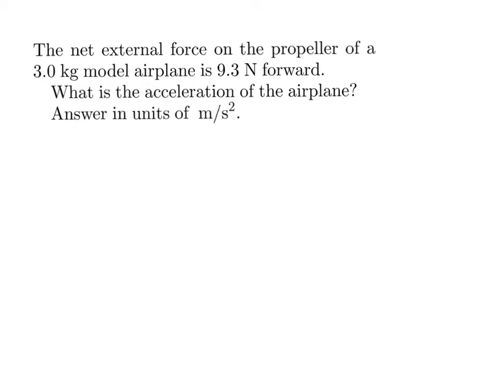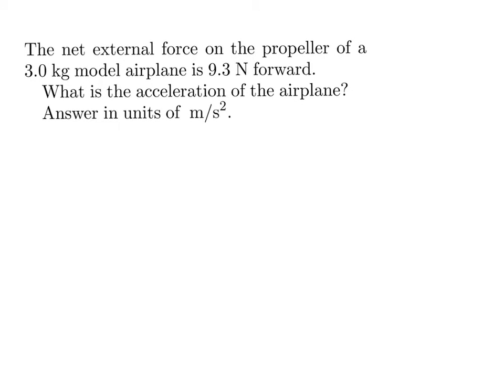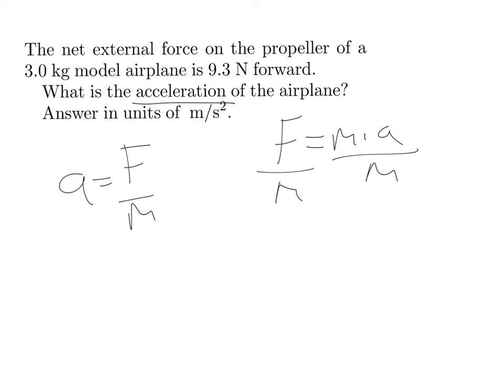Okay, this one is saying that you have an object with a mass of 3.0 kilograms. The net force is 9.3 newtons, and it wants to know the acceleration of the plane. So whenever we're solving for acceleration, we always use A equals F divided by mass, force divided by mass. If you need help with that, force is equal to mass times acceleration. To solve for A, we divide both sides by m. So mass goes away, acceleration is equal to force divided by mass. So the acceleration is equal to 9.3 newtons divided by 3.0 kilograms.